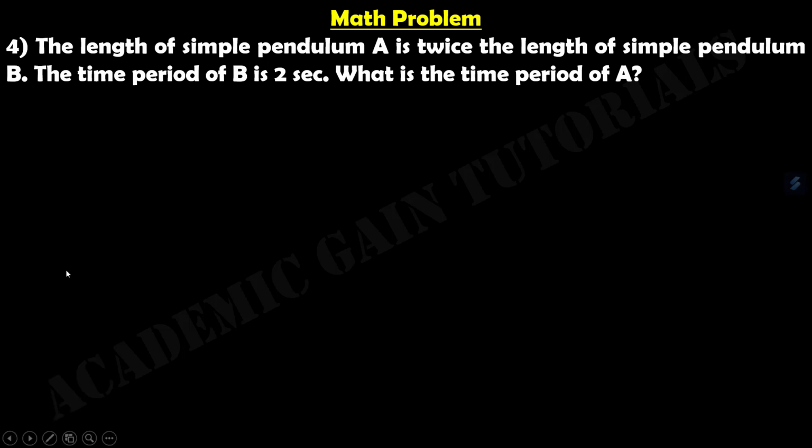Now coming to the fourth problem of this simple harmonic motion chapter. The problem says that the length of a simple pendulum A is twice the length of simple pendulum B. Suppose the effective length of A is L of A and the length of simple pendulum B is L of B. So this is the condition given.